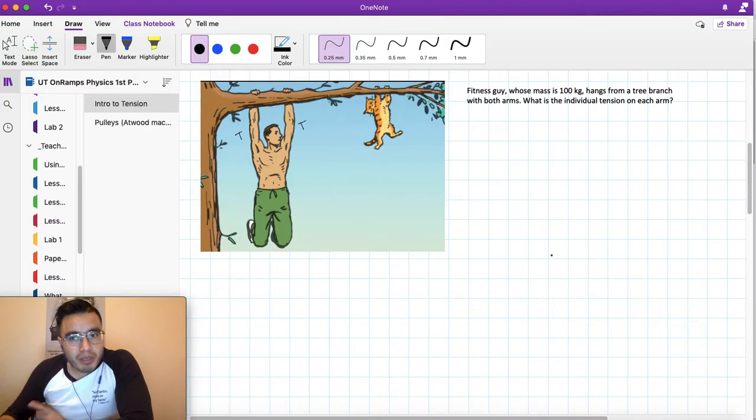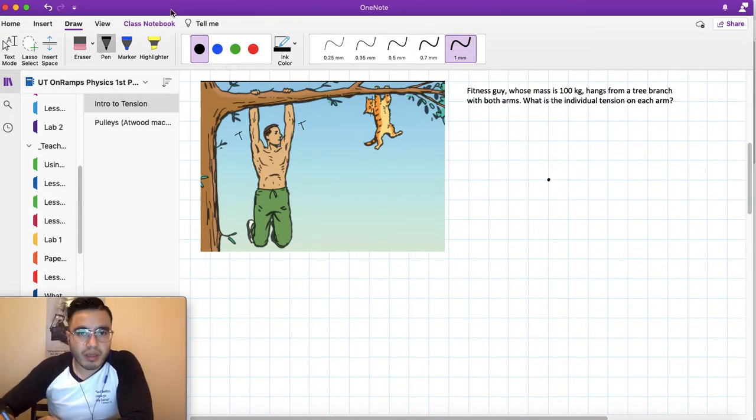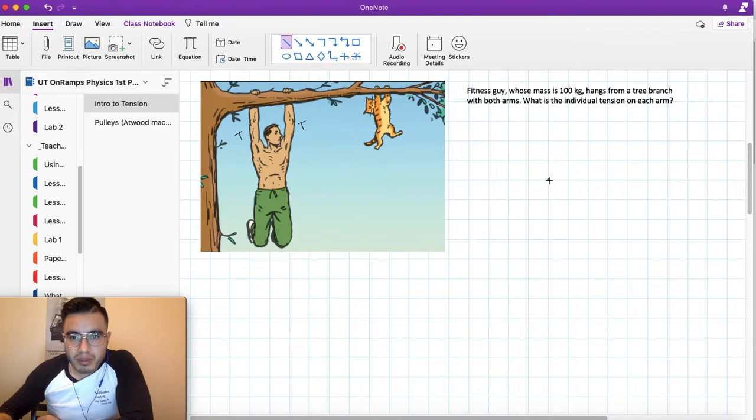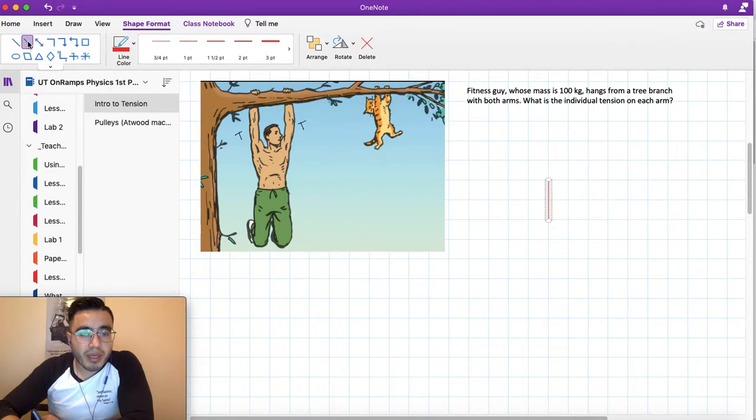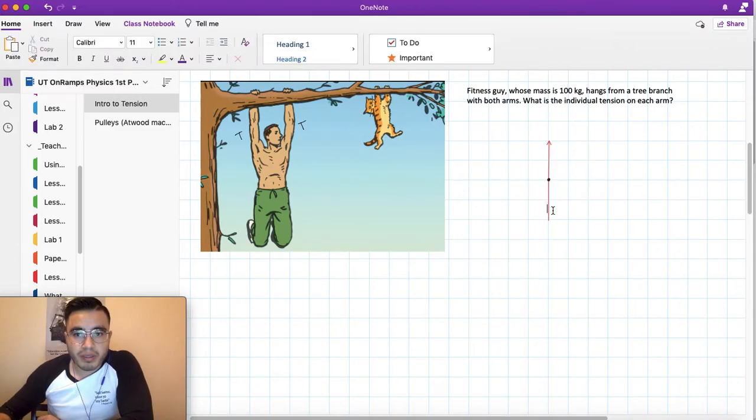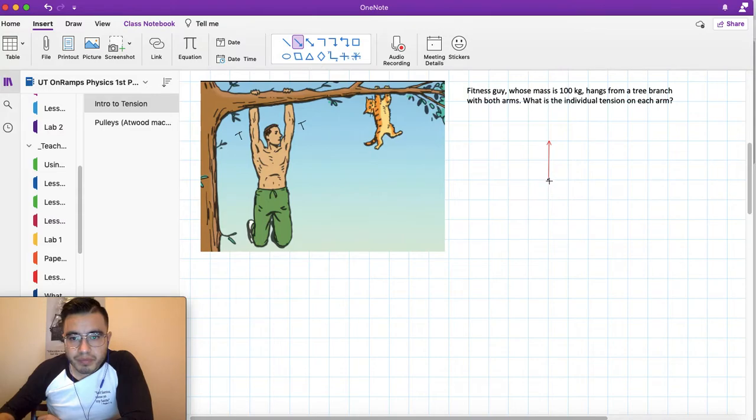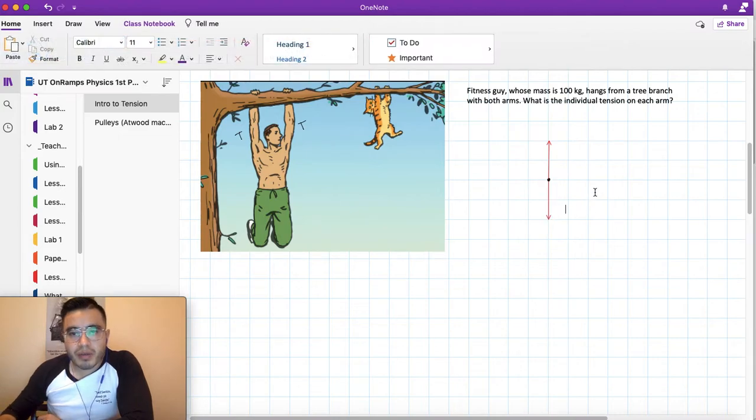And that's important when we draw a free body diagram. So let's go first, center of mass. We have the weight of fitness guy. It's a human being. So there you go, pulling straight down. And we have tension pulling upwards. Oh, I didn't use an arrow over here. Let's do that again. There you go, that's pretty good.